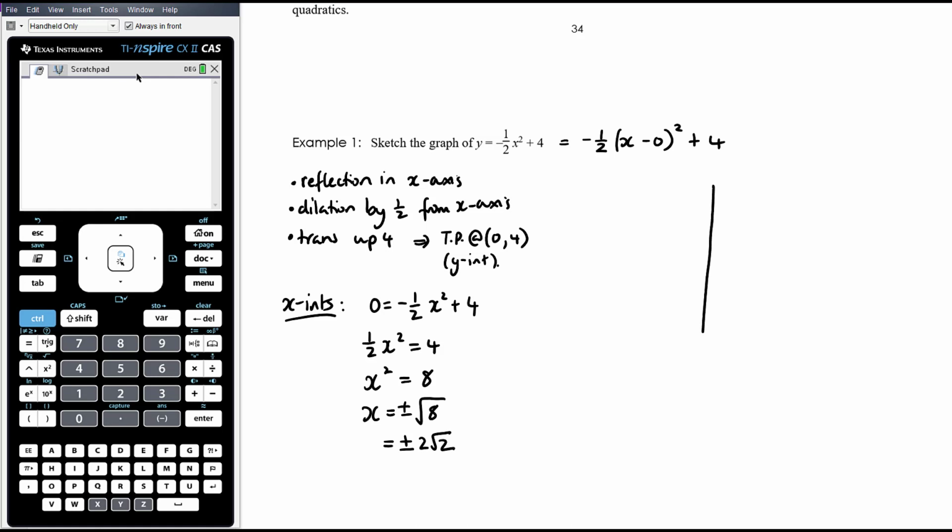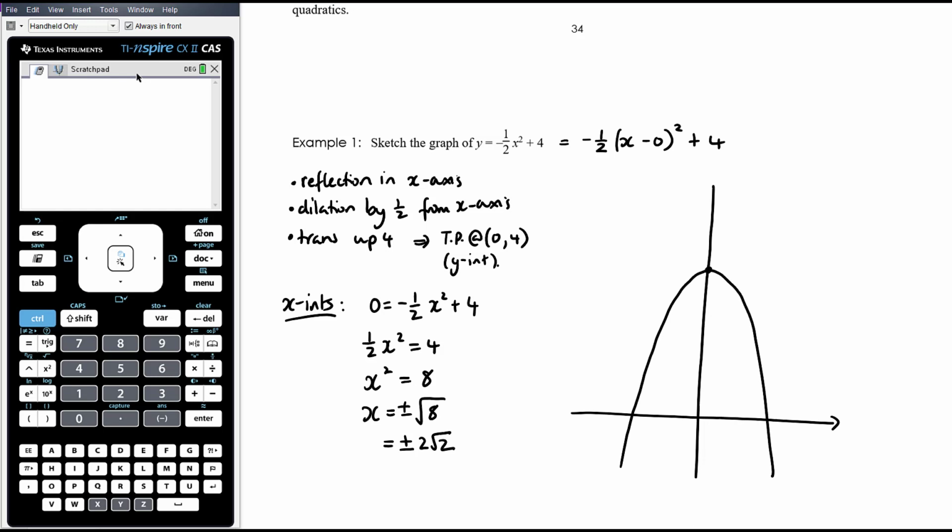Okay, so again, draw your axes after you've done your calculations. This is 0, 4. This is 2 root 2, 0. This is negative 2 root 2, 0. X and Y. So your reflection is important. Your dilation doesn't really affect how you're going to draw the graph because that will come into things with the calculations. So if it hadn't been dilated, these x-intercepts would be further out. Okay, so when you find your intercepts, that will take care of being able to show the dilation in the graph.